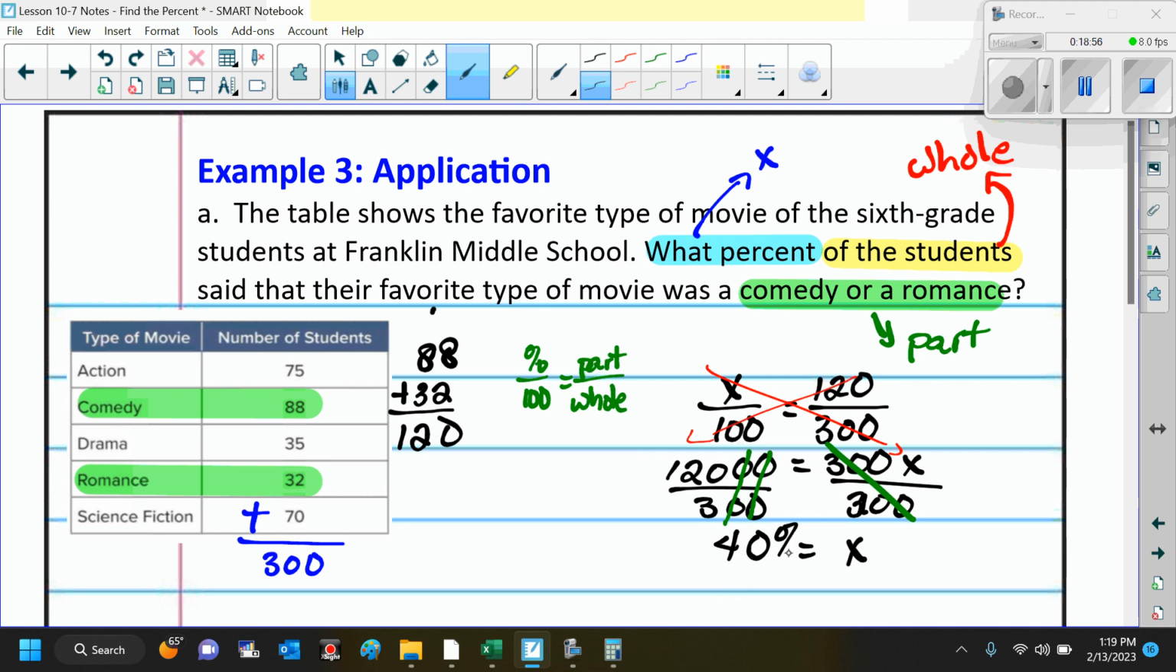So this is 40% prefer comedy, I'll just put C, or romance, R.